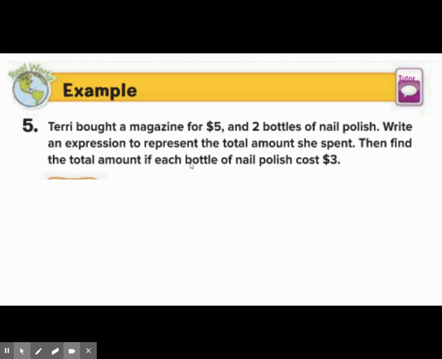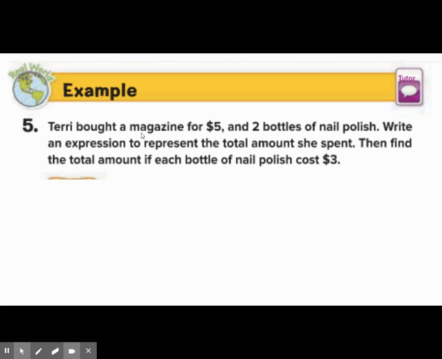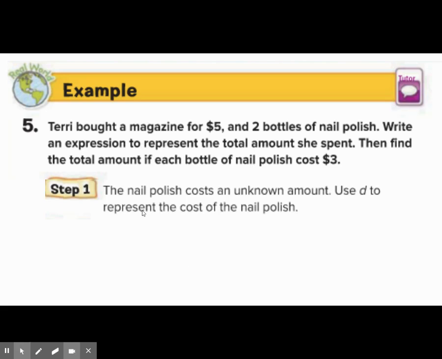So we're actually going to solve this. We're going to write an expression and then we're going to solve it as an equation. So first step first, we need to define a variable. So step 1, since the nail polish costs an unknown amount, use D to represent the cost of the nail polish. So here we're going to use D. This is defining the variable.